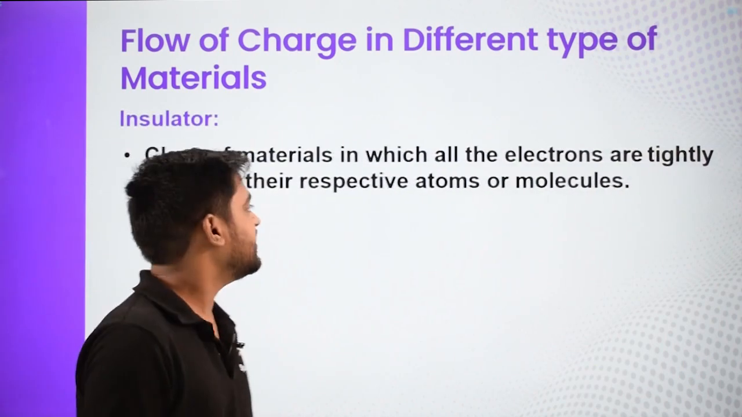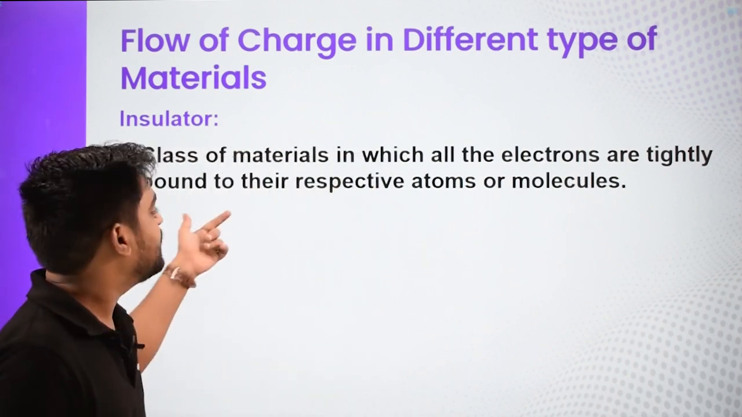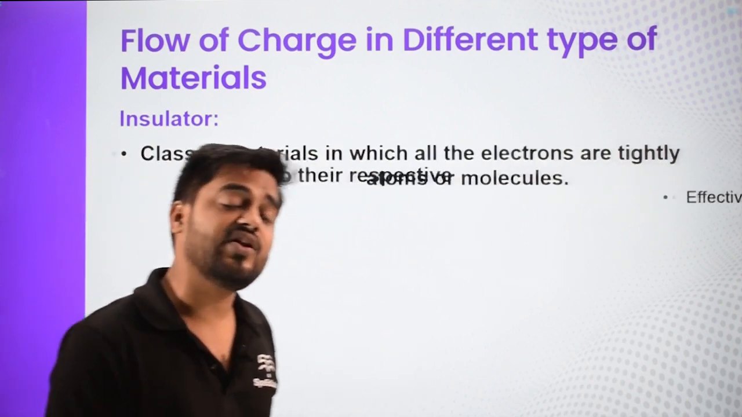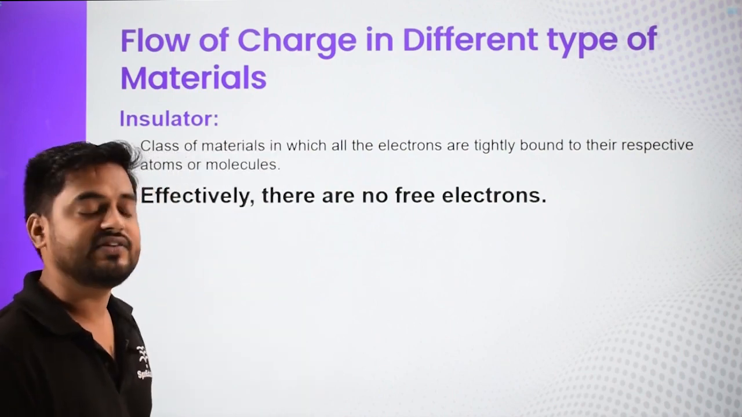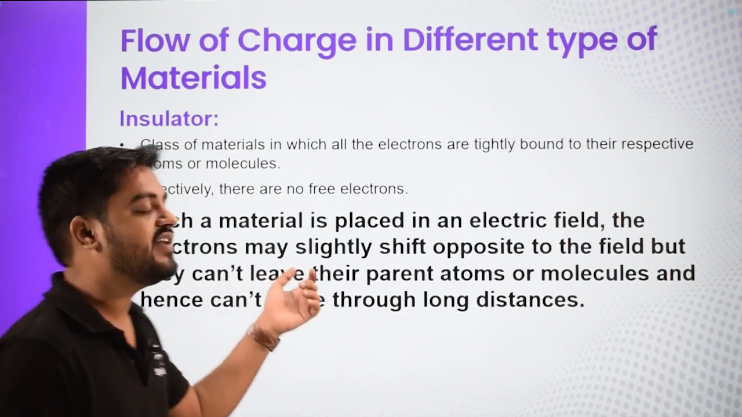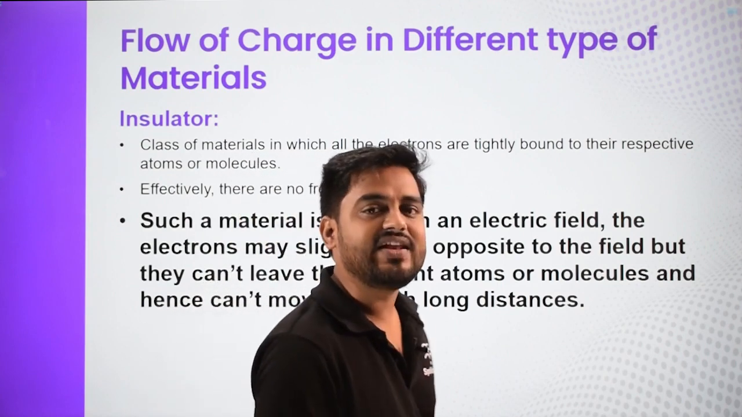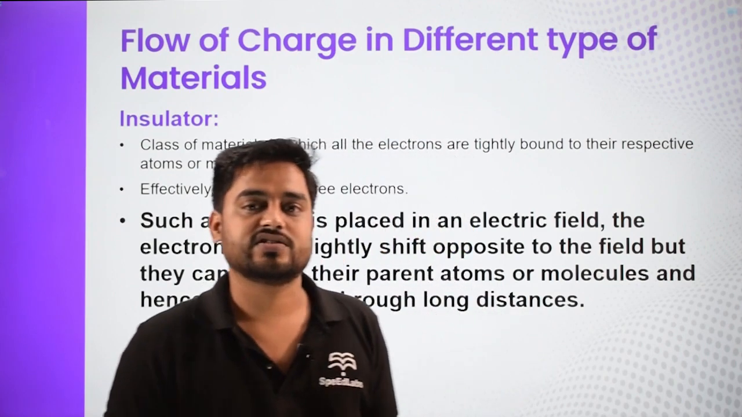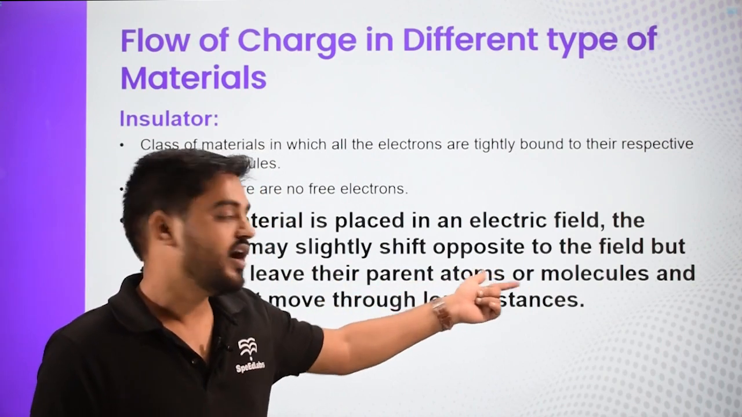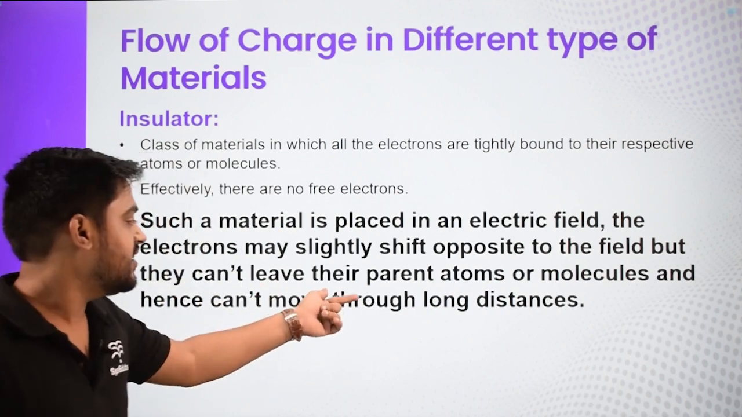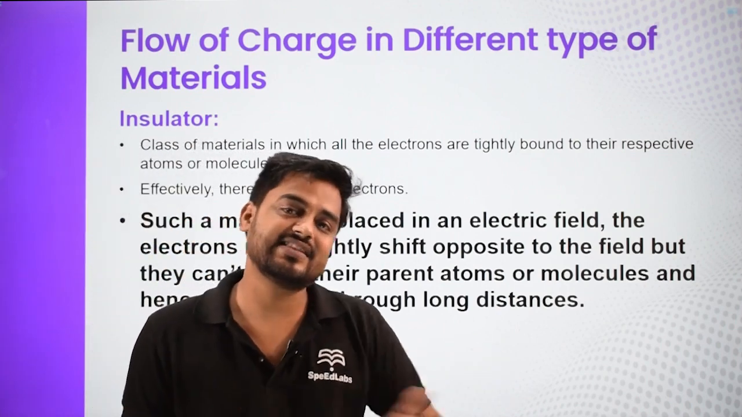Now the second type of material is insulator. Insulators are a class of materials in which electrons are tightly bounded to their respective atoms or molecules. So we can also say that effectively there are no free electrons. When such a material is placed in an electric field, whatever electrons are available will experience force, but those are not free electrons. So they are not free to move, and electrons may slightly shift opposite to the field, but they can't leave their parent atom or molecule. Hence they can't move a long distance in the material.